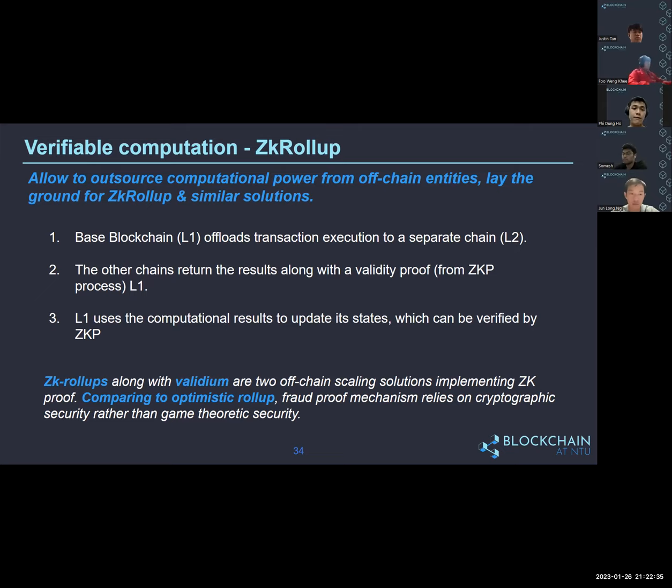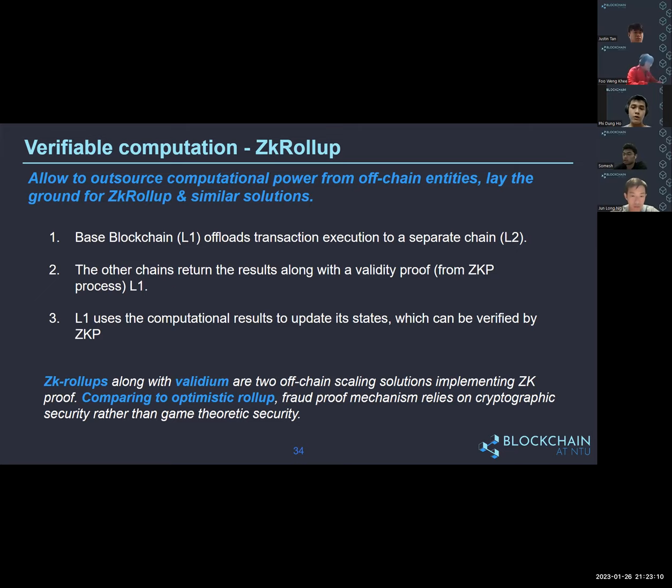The scheme goes as follows. The base blockchain, or layer one, offloads transactions to a separate chain. This is our ZK rollup layer two chain. The layer two will then compute all the data with the data and parameters given from layer one, and then submit the proof of the computations to smart contracts on layer one. Then all this computational result will be used to update the blockchain.